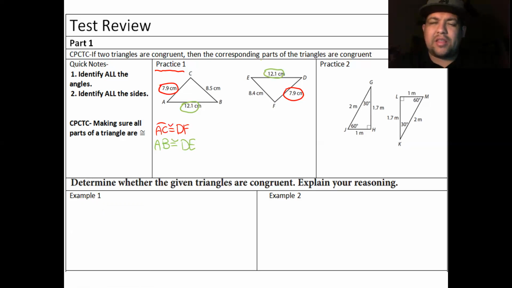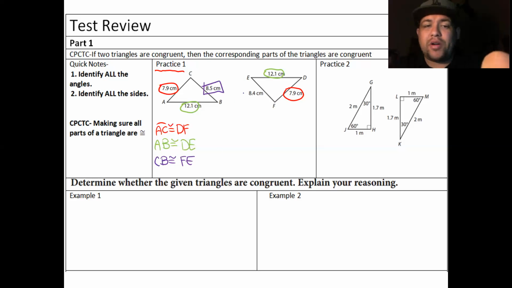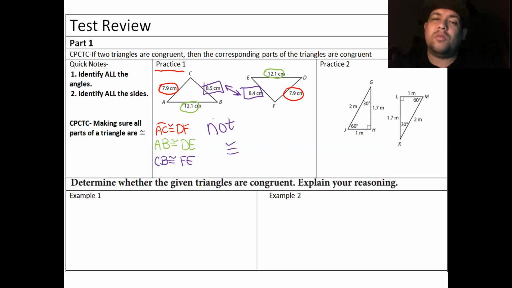The next part that we want to look at is the last side. If we're identifying this, I want to say that CB is congruent to, let's see, FE. And if we notice those, 8.5 and 8.4 are definitely not the same. So when looking at these, we can definitely say not congruent. These triangles are definitely not the same. A portion of their parts are not equal, so we can move on. As long as you show one part is not congruent, those triangles are not congruent.